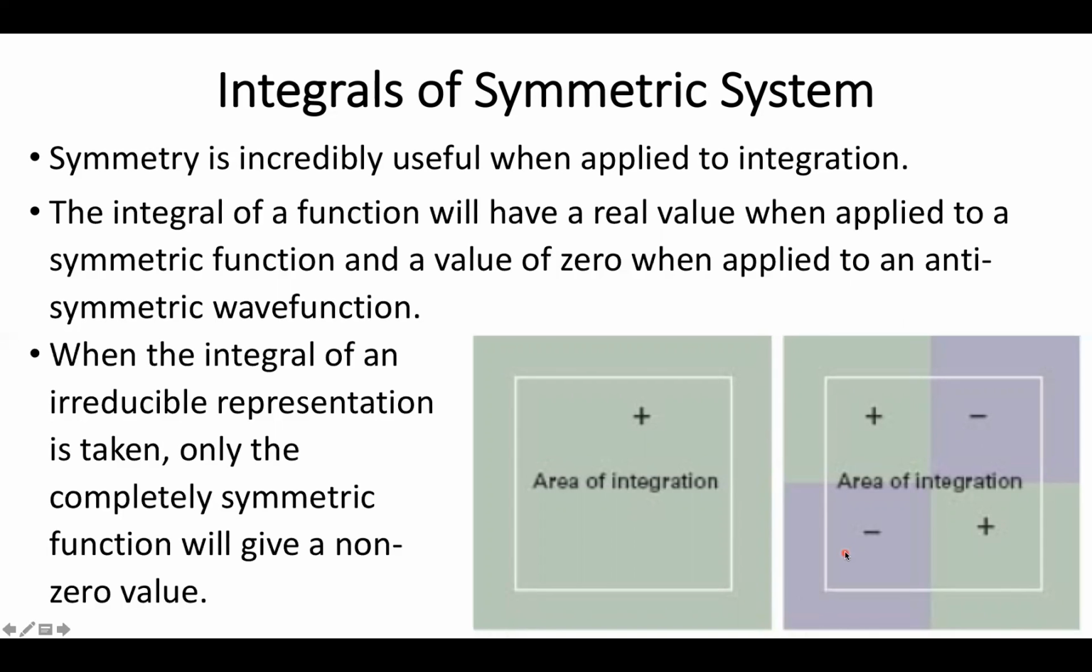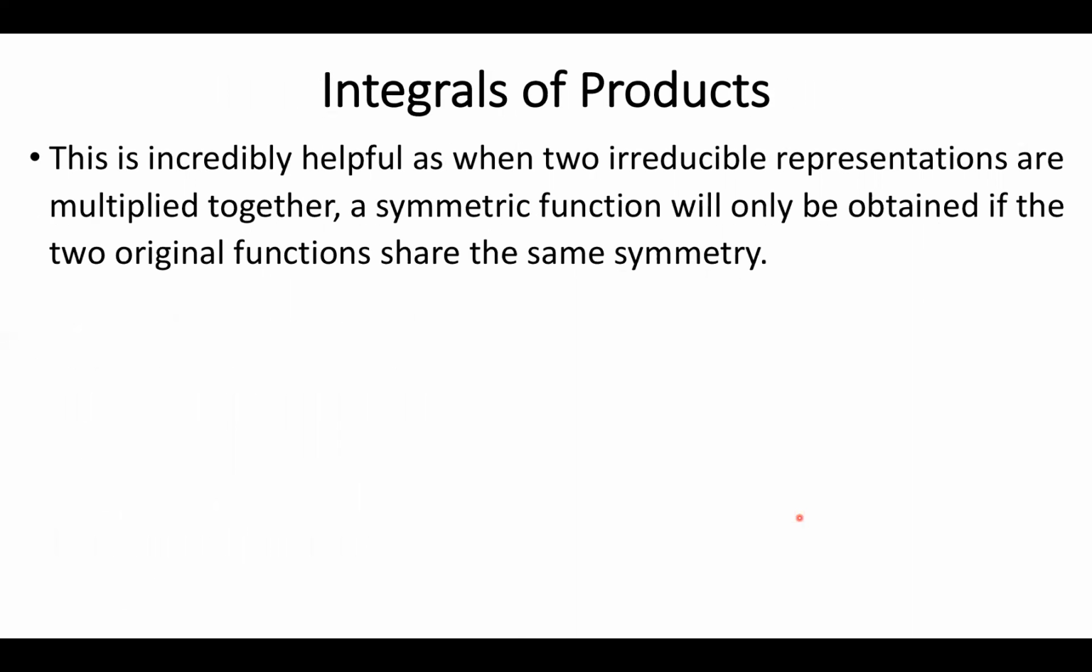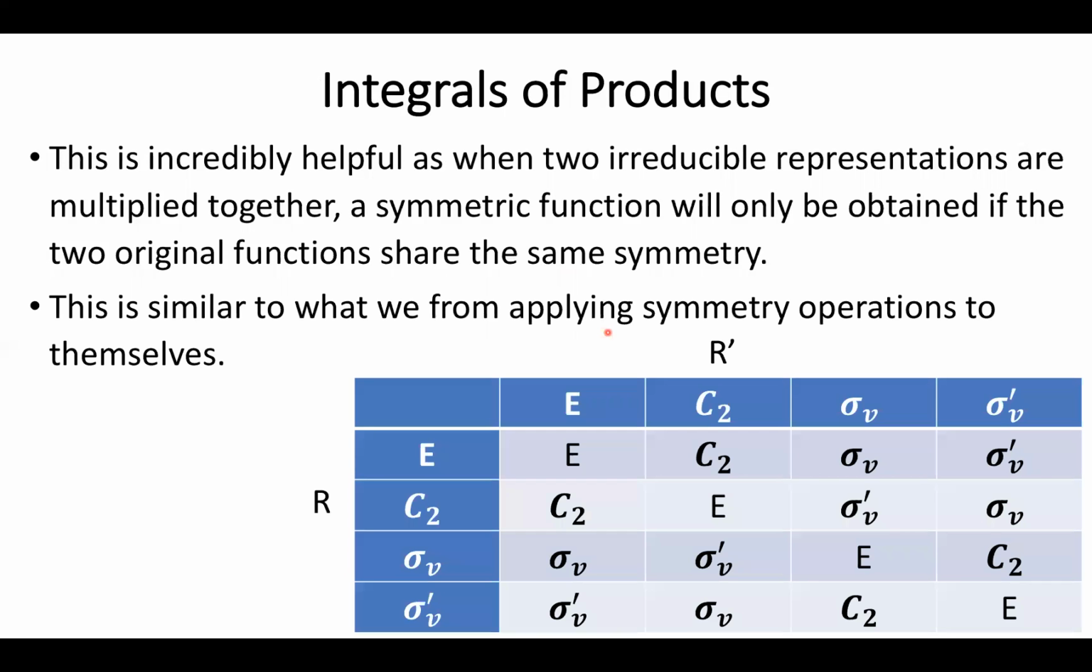This actually ends up becoming really helpful because a lot of our integrals are going to be based on the products of two different wave functions, or two different functions in general. If I take two wave functions and multiply them together, I'll only get a real value if their product is the symmetric wave function, or belongs to the symmetric irreducible representation. And I'm only going to get the symmetric irreducible representation if my two original functions share the same symmetry. This can be understood by analogy by going back to our original symmetry operations for C2V, which did a very similar thing.